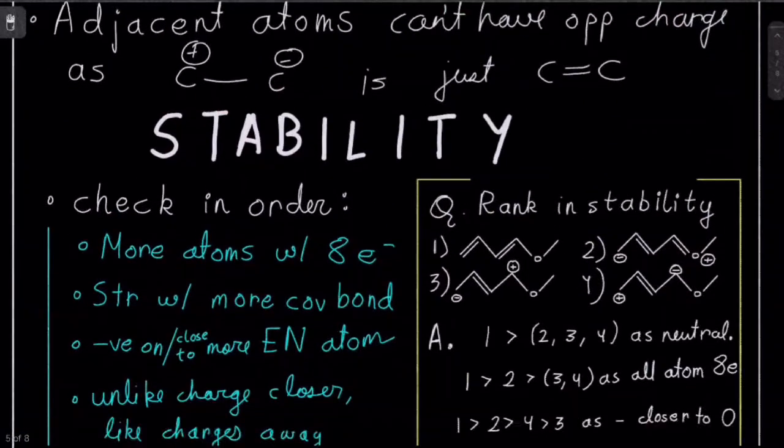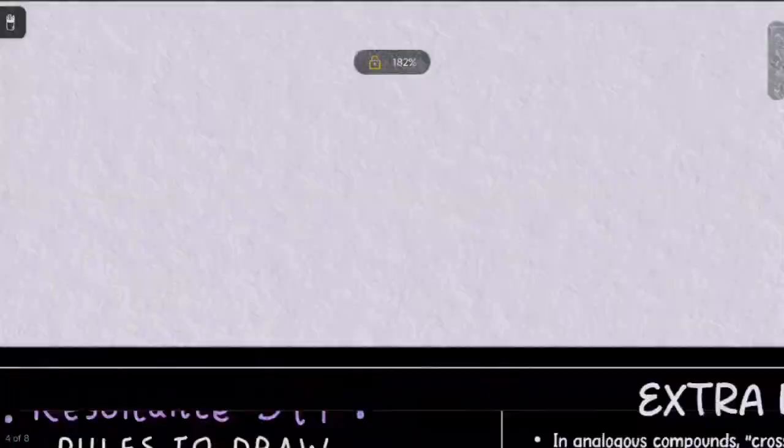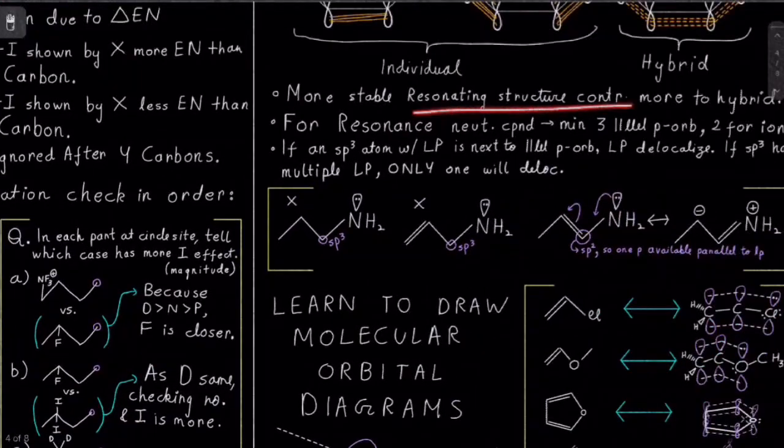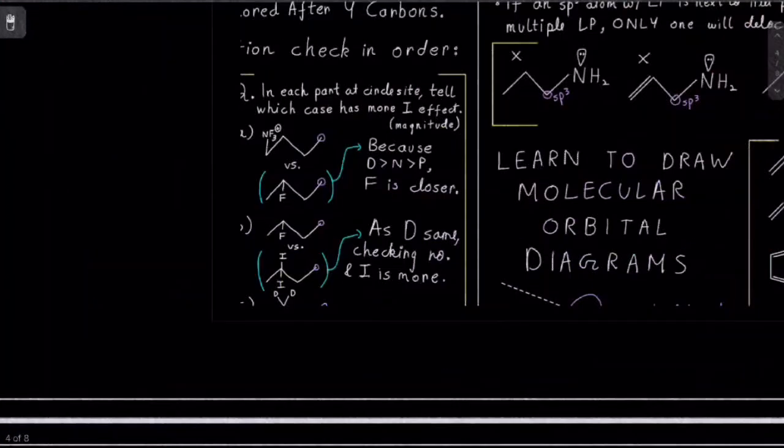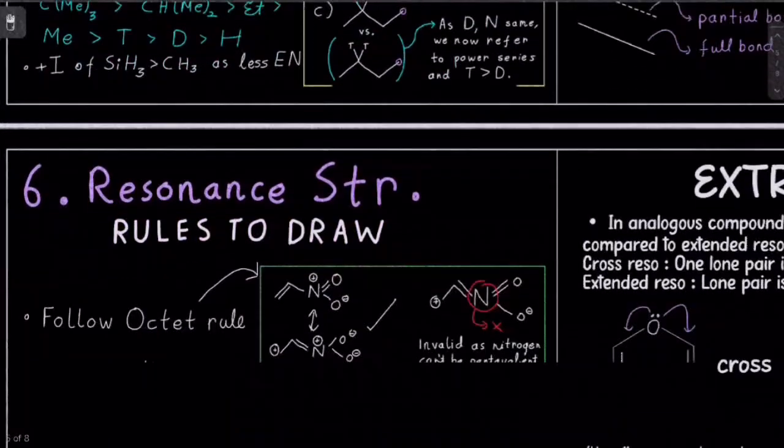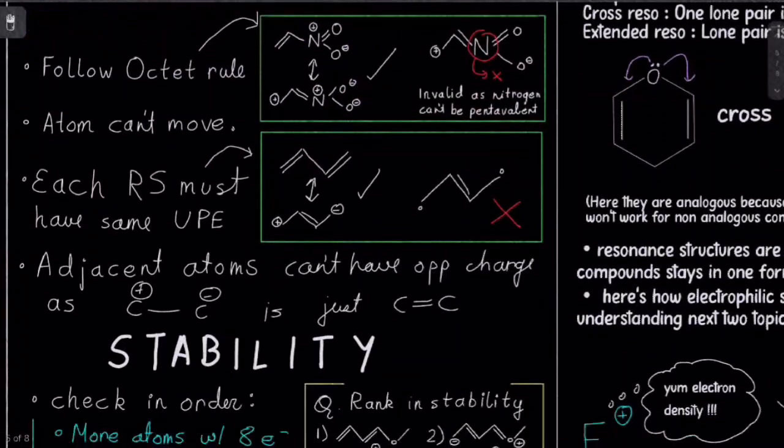Okay. So stability. I told you that a more stable resonating structure contributes more to the hybrid. So how do we know which resonance structure is more stable? So we need to know that.